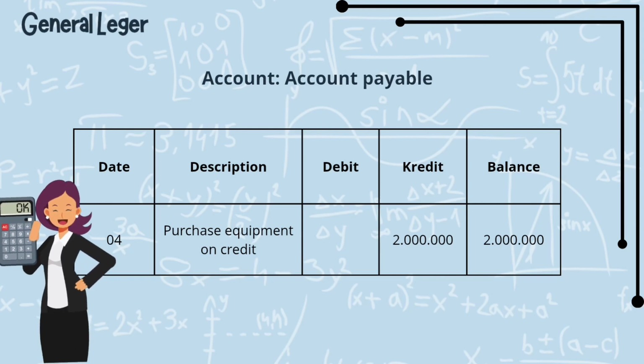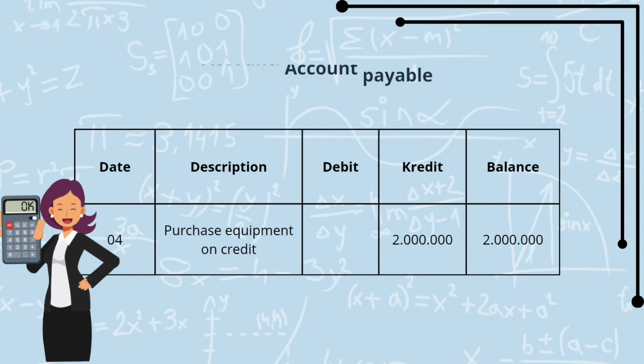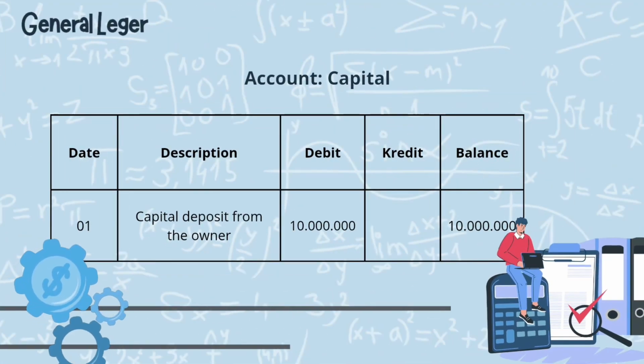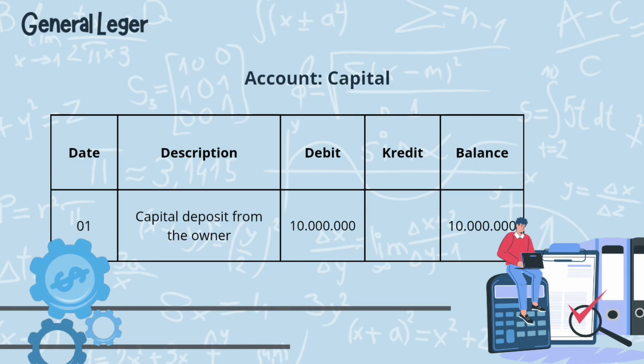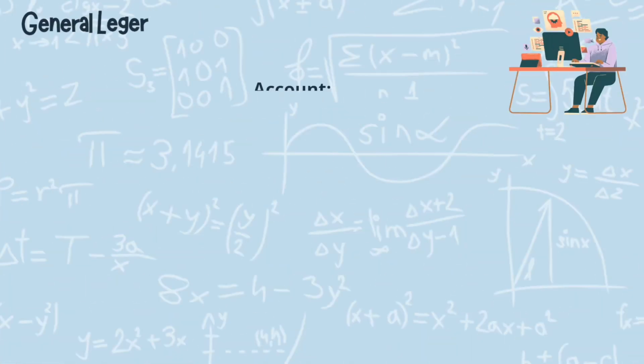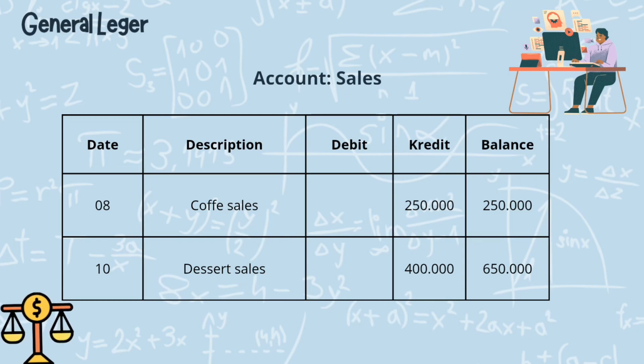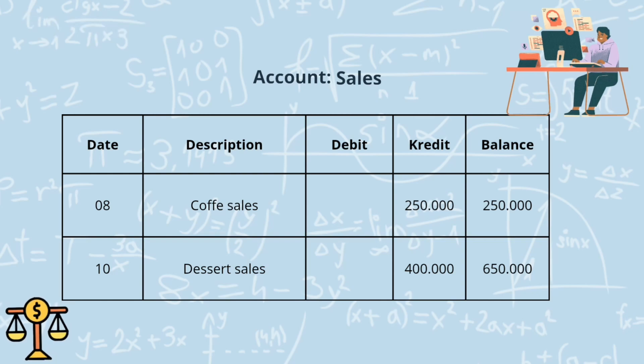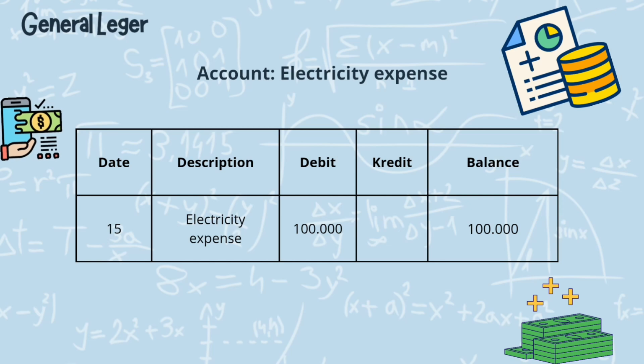Accounts payable consisting of transactions dated 4 for the purchase of equipment, with a total balance on the credit side of 2 million. Capital account consisting of transactions dated 1 for capital deposit transactions by the owner, with a total balance on the credit side of 10 million. Sales account consisting of transactions on the 8th and 10th for coffee and dessert sales transactions, with a total balance on the credit side of 650,000. Electricity expense account consisting of transactions dated the 15th for electricity payment transactions, with a total balance on the debit side of 100,000.